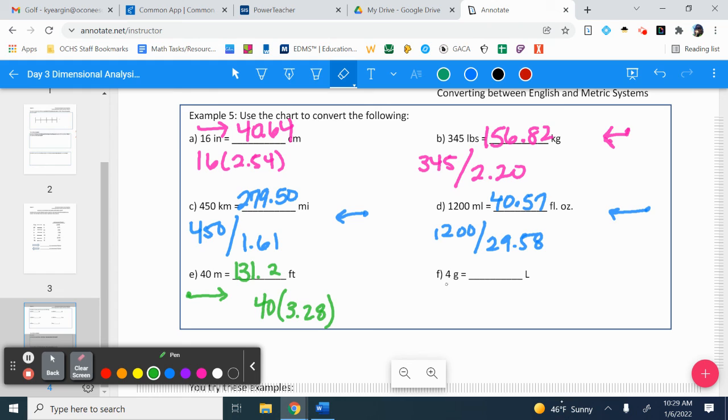All right, I'm given 4 gallons here, and I'm converting those to liters. Gallons is on the left side of my chart, and I'm moving to the right, which means I multiply. So I take 4 and multiply it by 3.79, where I get 15.16 liters.